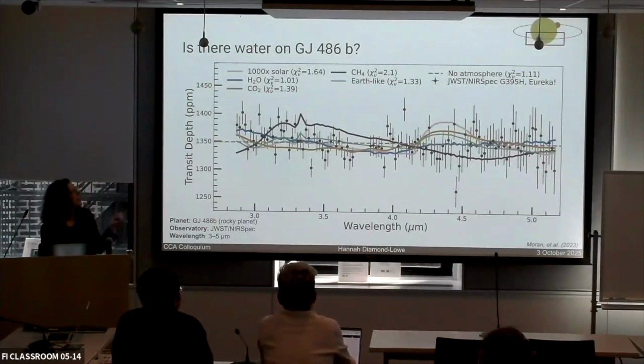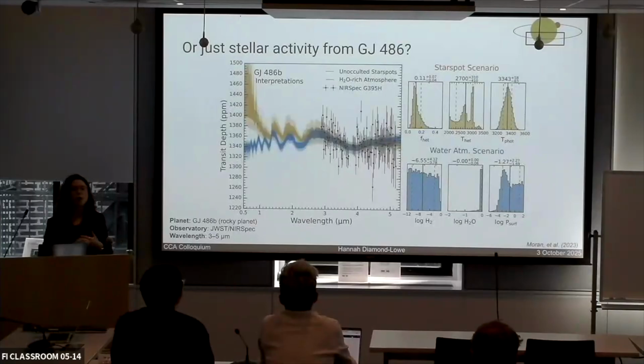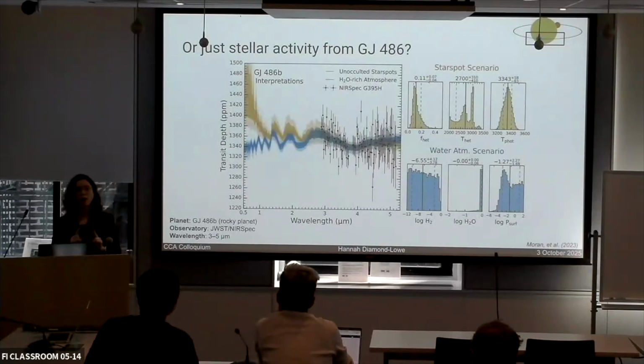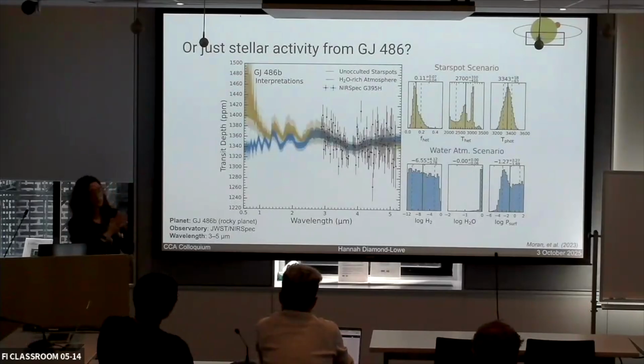Let's try looking at this one. And I showed this paper because this is a great paper that illustrates this, right? So you get really excited about that, reduced chi-squared of 1.01. But if you do a more careful job, and if you actually try to ask the question, is this water in the planet's atmosphere or water in the host star? What you get is basically, you can't tell the difference, right?